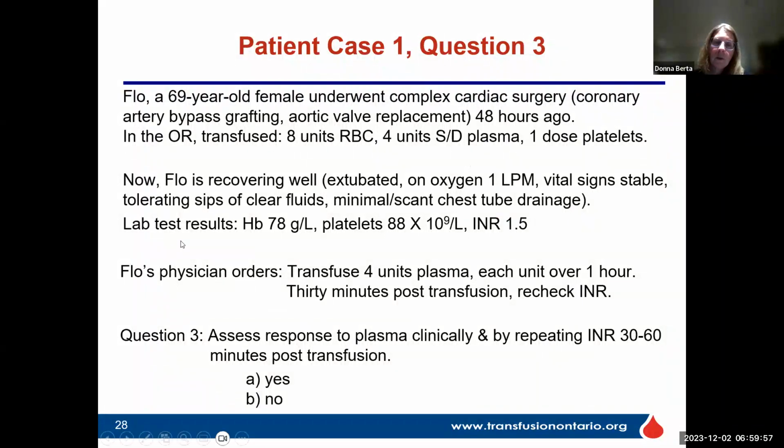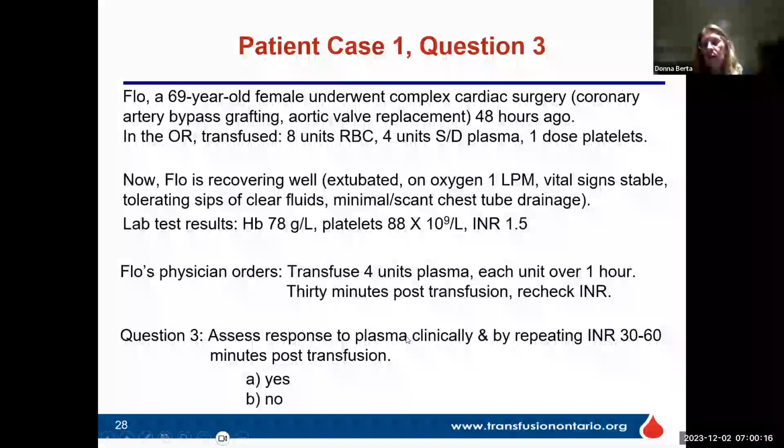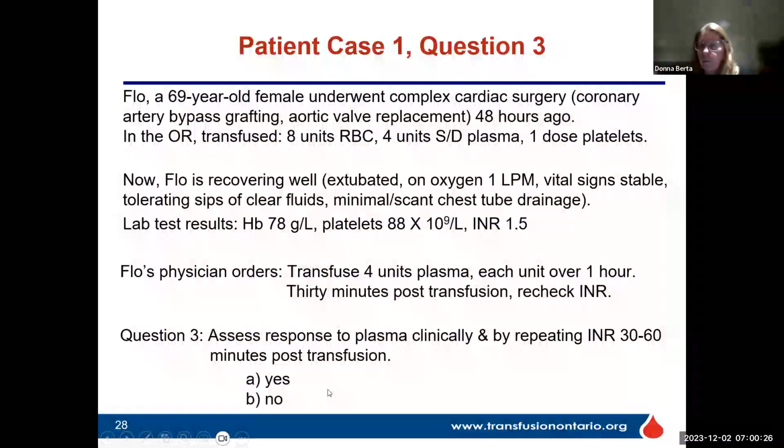We'll come back to Flo again one last time. Her order said, even though we said it might not be the right dose, it's not a good indication, but her order says 30 minutes after the transfusion, recheck her INR. So to assess the response to plasma, should we be doing a clinical assessment and repeating the INR 30 to 60 minutes post-transfusion? You can select yes or no there.